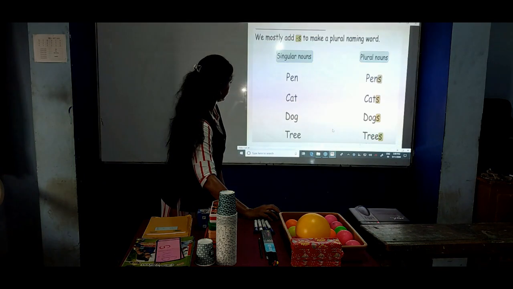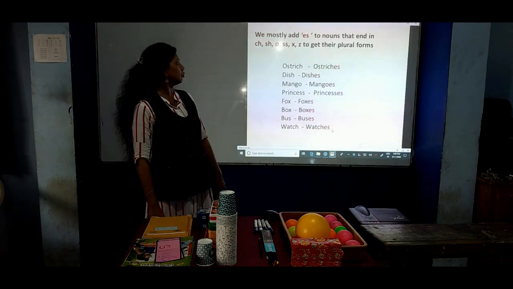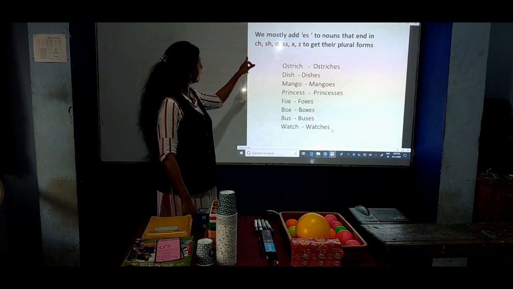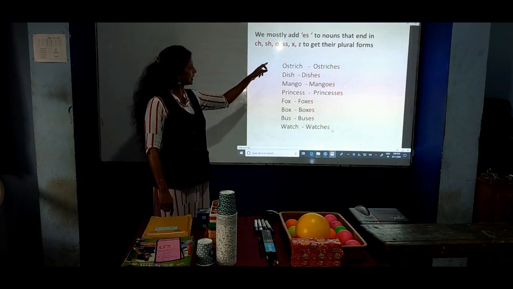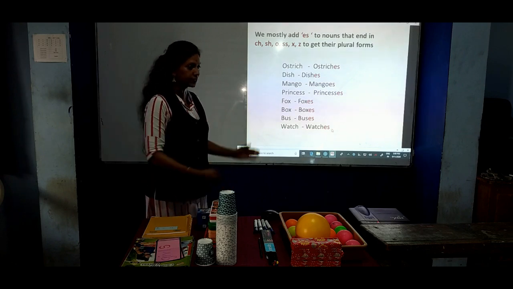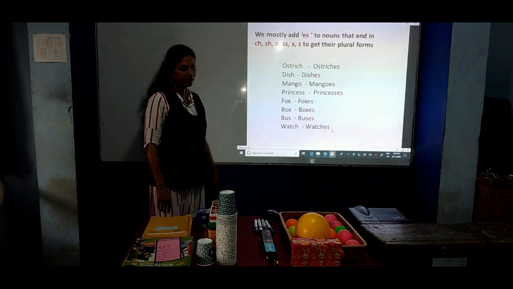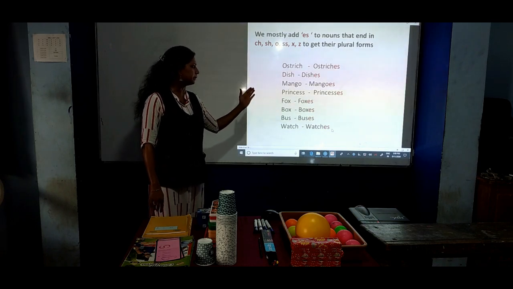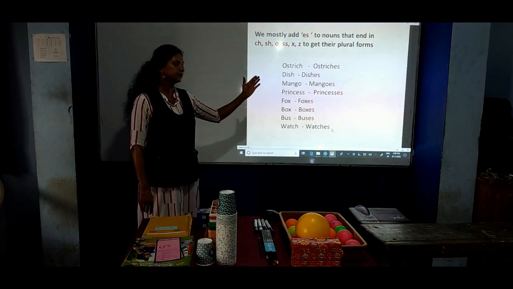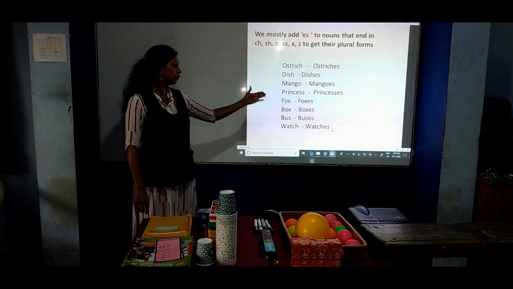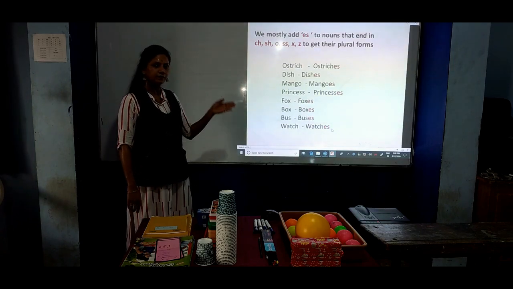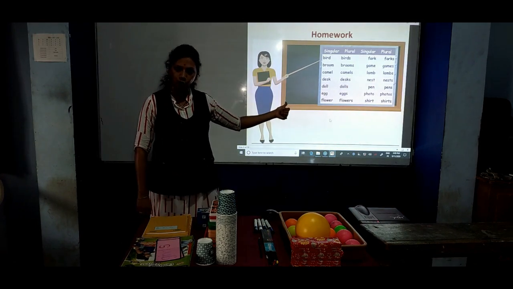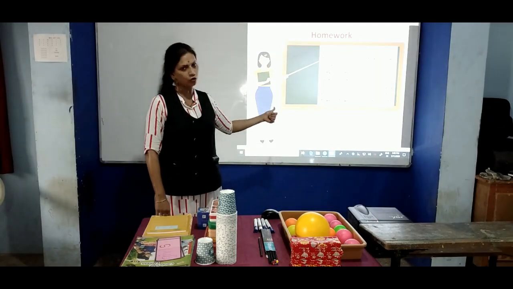To get their plural forms, I have explained, here are the examples: ostrich, ostriches, dish, dishes, mango, mangoes, prince, princes, princess, princesses, fox, foxes, box, boxes, bus, buses, watch, watches. Next, this is your homework. You have to write it in your notebook.